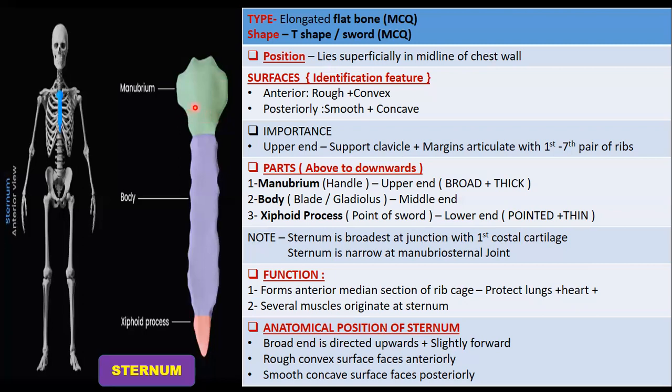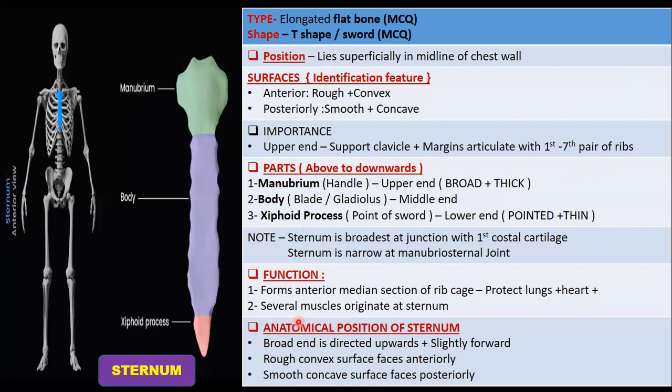Then it is a rough concave surface. Anteriorly, you are saying it is a very rough part, and it is a smooth concave surface posteriorly. So you need to remember the anatomical position and three parts of the sternum. Then we say that the upper end supports the clavicle and the margins of the first 7 ribs. So this slide is all the things I have already discussed with you.